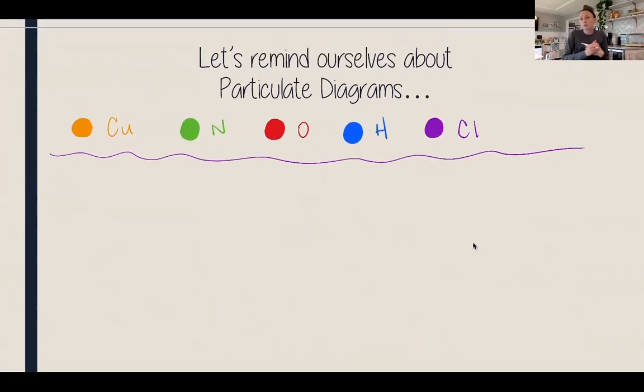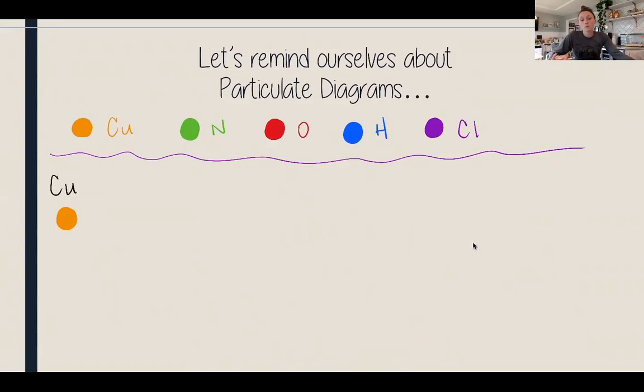So first off, you can use particulate diagrams to represent just a single atom. So copper, right? Copper is a monatomic atom. It's not like an H2 or a Cl2. So when I have copper, I can draw just an atom of copper, right? It's going to look exactly the same as what it looks like in the key, because it's just an atom of copper.